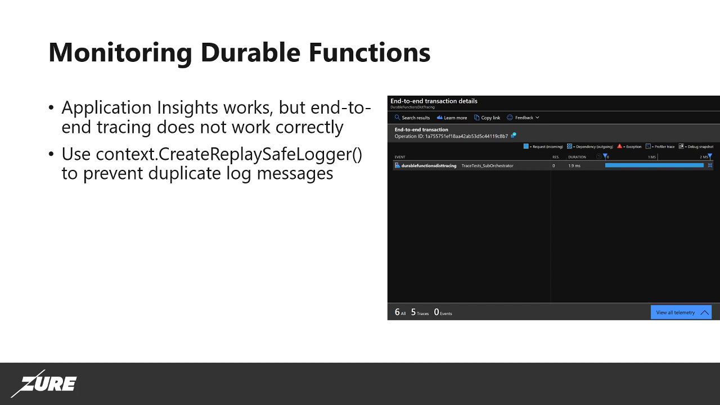If you do want to do logging in them, you can use the basic ILogger in .NET Functions. The context has this neat function for creating a replay-safe logger. Use that to prevent duplicated log messages, because the code is going to replay so you get the same log message again, which might be quite pointless. So you can use that.